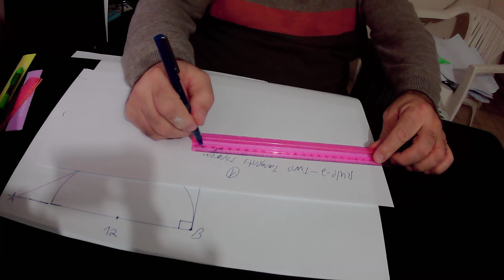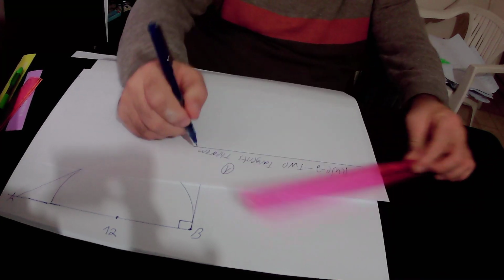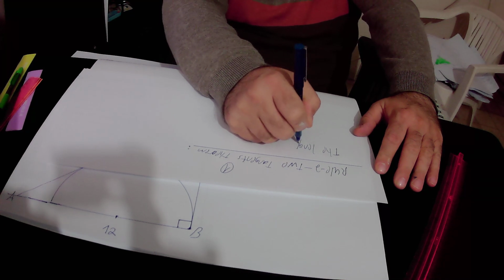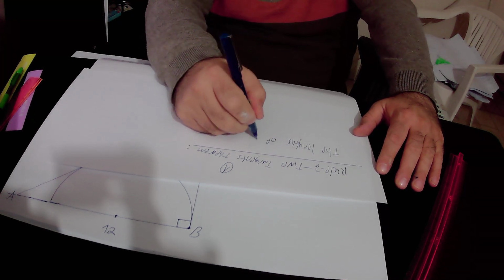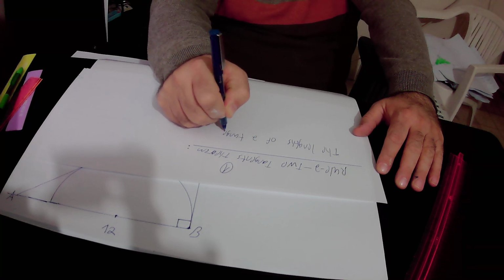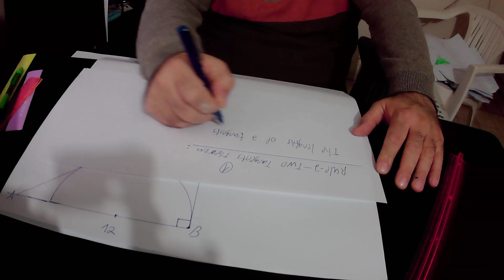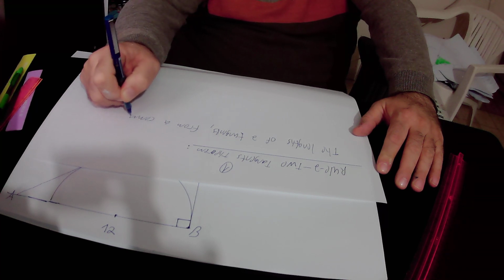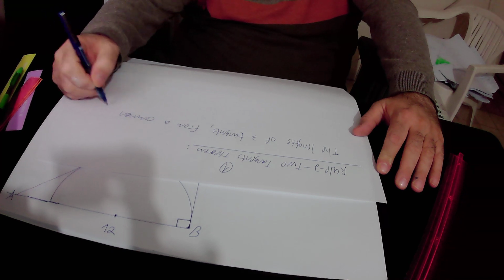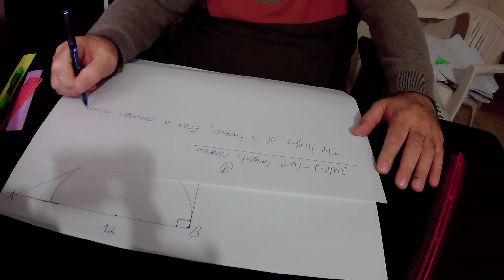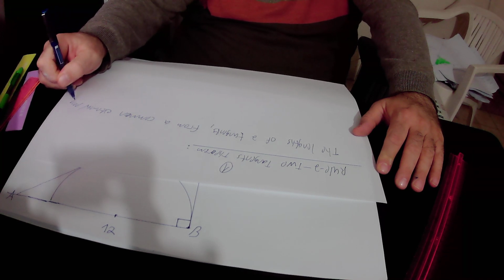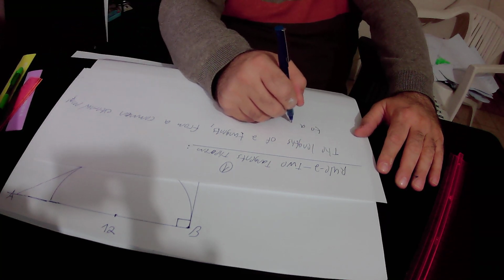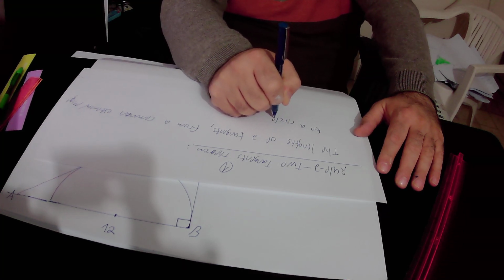according to rule number 2, the lengths of two tangents from a common external point to a circle are equal.